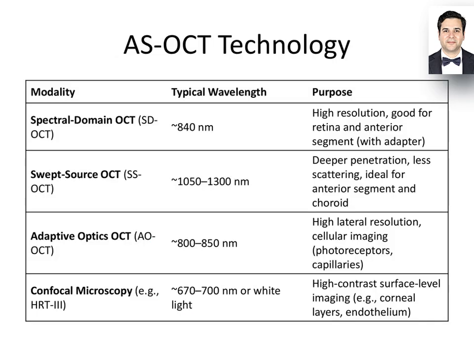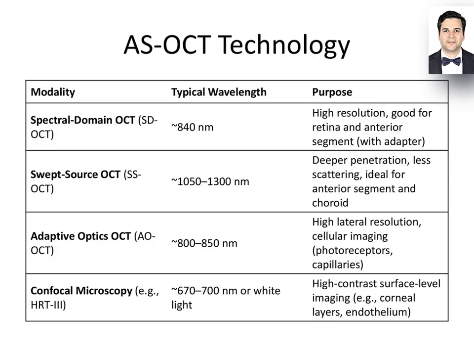Let's briefly discuss the technology behind AS-OCT. AS-OCT uses light to create high-resolution cross-sectional images of the anterior segment, including the cornea, iris, and angle structures. There are two main types. Spectral domain OCT, SD-OCT, which is fast and widely available but often requires an adapter for anterior segment imaging. Swept source OCT, SS-OCT, which uses a longer wavelength and offers deeper, more detailed images of anterior tissues. Emerging technologies like adaptive optics OCT, mainly used for research, promise cellular level resolution.